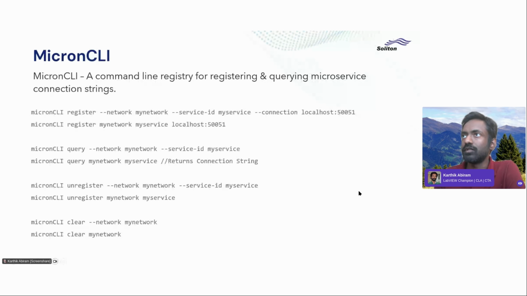And the Micron CLI, like I told you, is just a registry. I'll come back to the reason for having this registry maybe later. But for now, the concept is that services can register themselves, saying I have now started and this is my connection detail. And whenever they are stopping, they can unregister themselves.